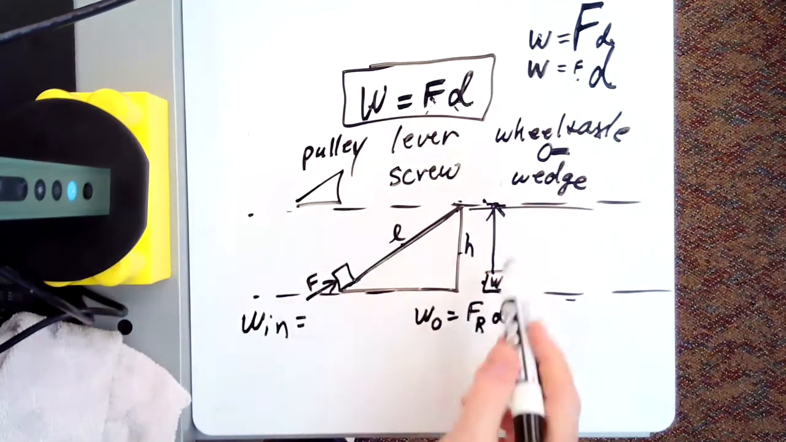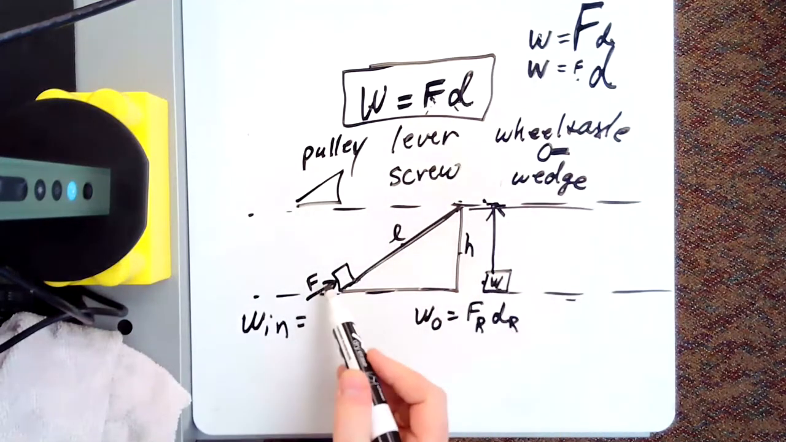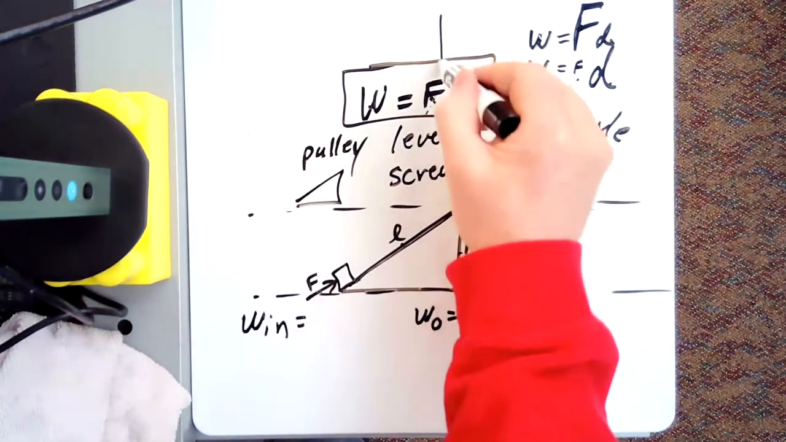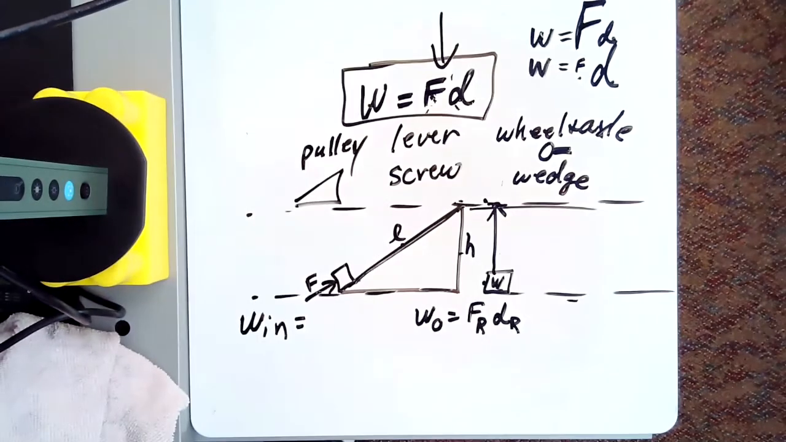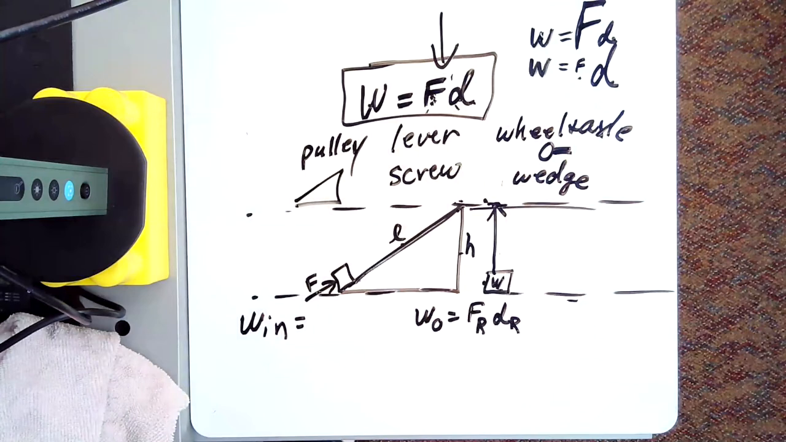So simple machines lower your force. This is the part of the work that it helps us with. It makes us push it a longer distance, but it allows to lower our force, okay? Now here's the thing, okay?